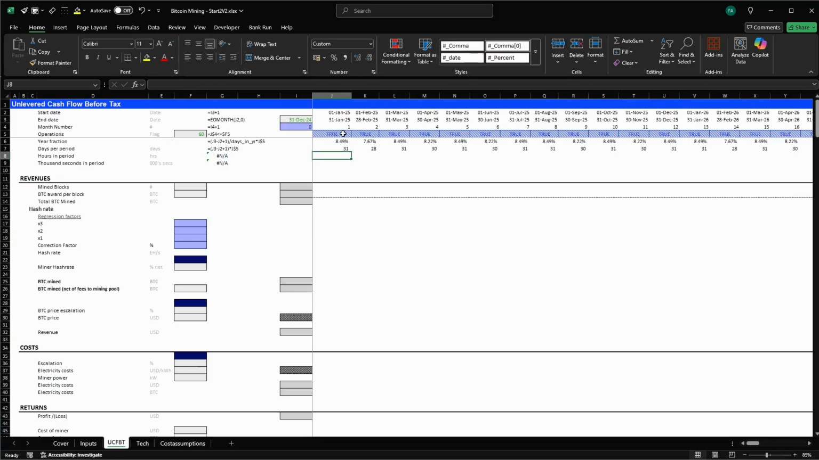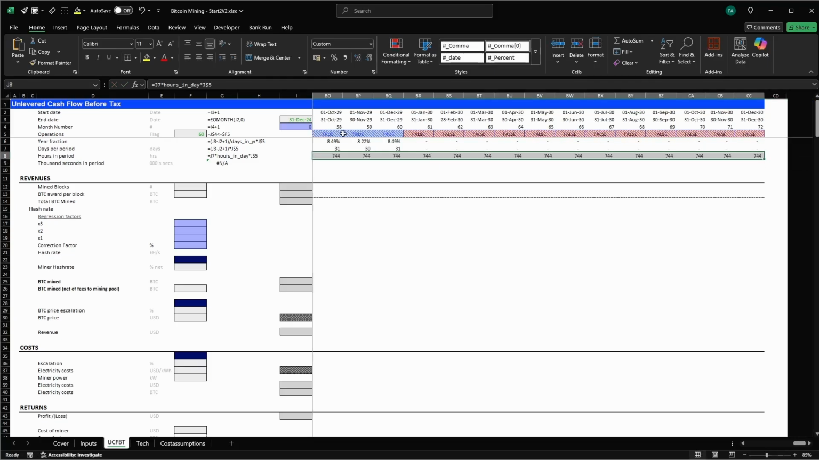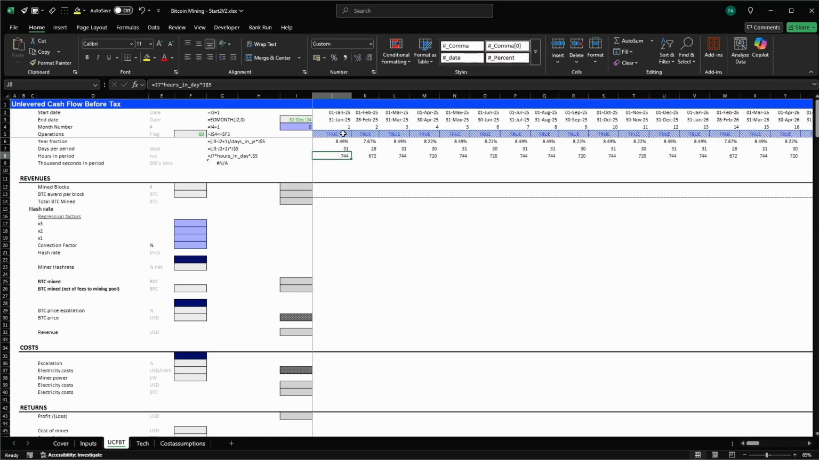Then the hours in period. That's going to be equal to the one above times hours in day, not this one here, it should be this one here, and then I just want to multiply by the flag, copy and paste across. This gives us the hours in period.